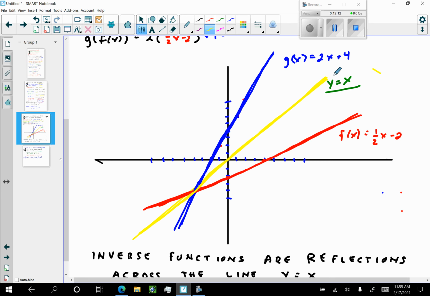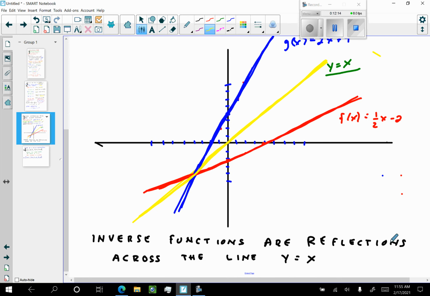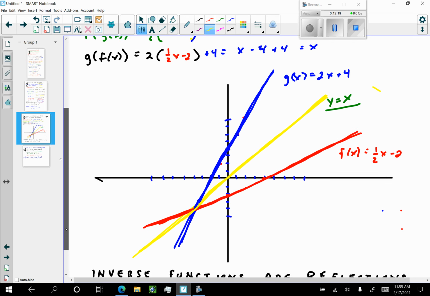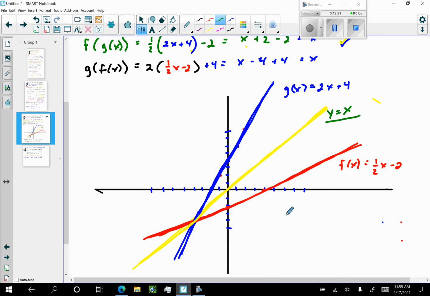Inverse functions are reflections of each other across the line y equals x. So this only works if you carefully graph the inverses. You have to be very careful and graph those functions. If you very carefully graph them, you're going to see that they are reflections of each other about the line y equals x. This is a beautiful property in mathematics, actually.